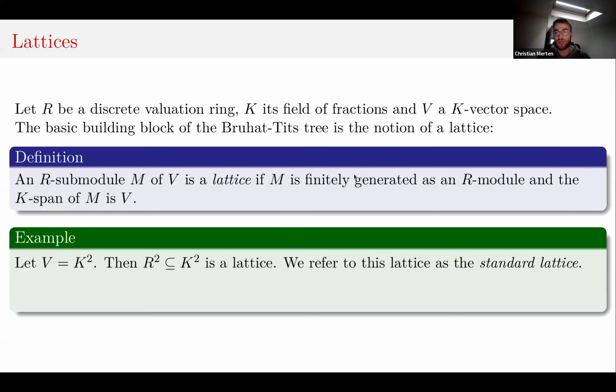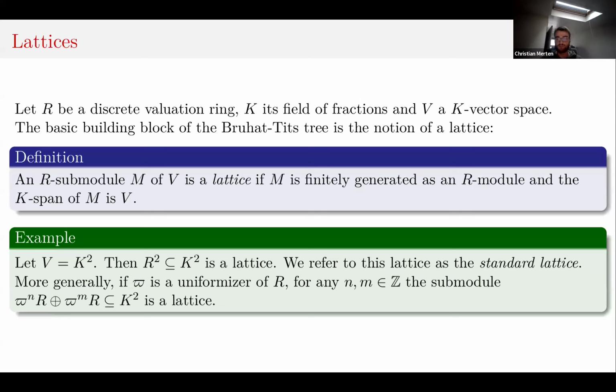And of course, if we have a uniformizer of R, so any irreducible element of R, then the submodule ϖⁿR + ϖᵐR is also a lattice. And somehow these are the only lattices up to some coordinate transformation of V², of K².